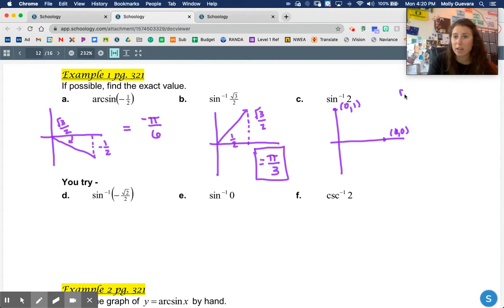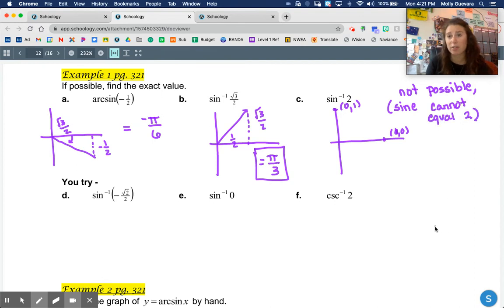So this is not possible. And we can say sine cannot equal 2. There's no angle that is going to give me a sine value of 2.